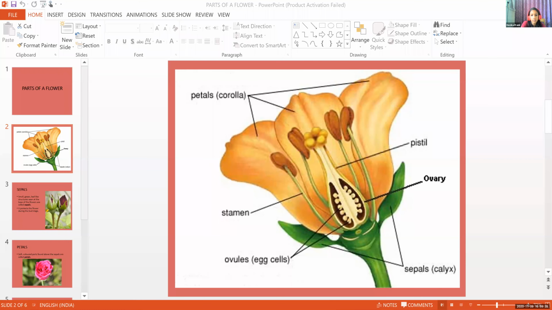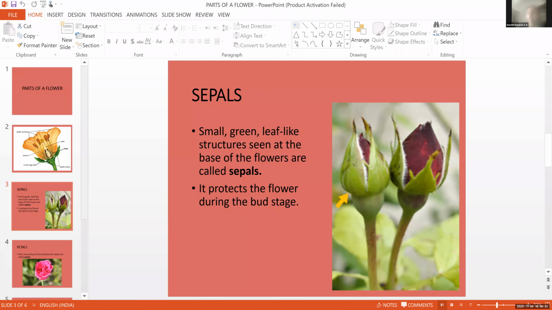That's the only topic we have. We just have to discuss a little bit more about each part. Shall we move on? Yes, ma'am. First one is the sepal. So in the picture itself, you can see the small bud. Which plant do you think it is? Which flower is it? Ma'am, rose. Yes, it is the red rose. So what are sepals?